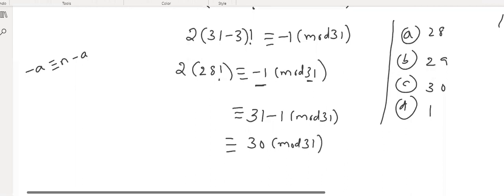వెరీ సింపుల్. -1 కి 31 కలిపితే 31 రావాలి. సో ఈ -1 plus 31 ఉంది, therefore this is equal to 30 according to this scenario. You can apply this. So -1 is equal to 31 minus 1, or 30 modulo 31. Therefore the remainder is 30. Our answer is 30. Option C is the correct one.